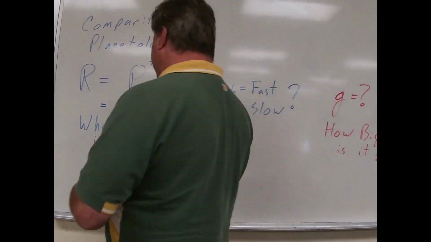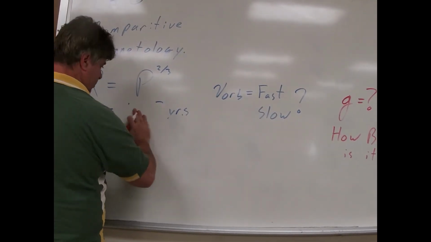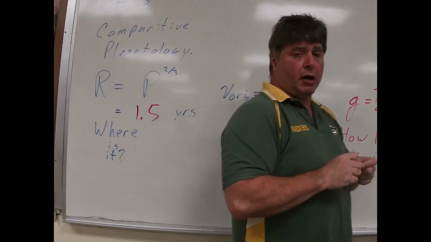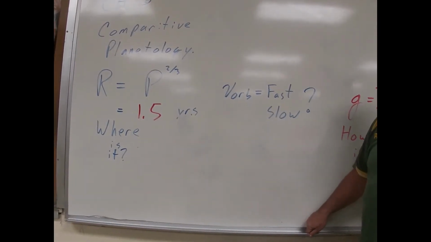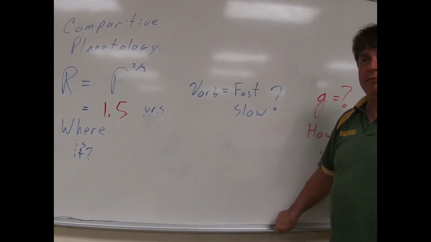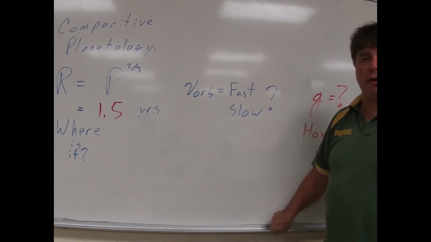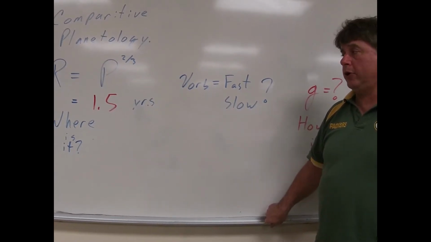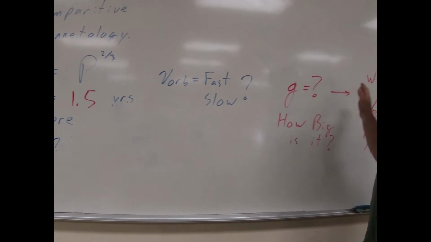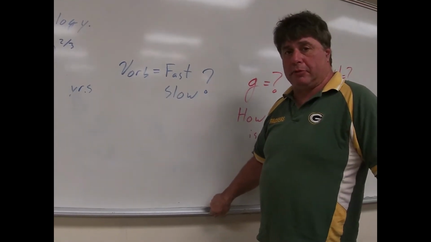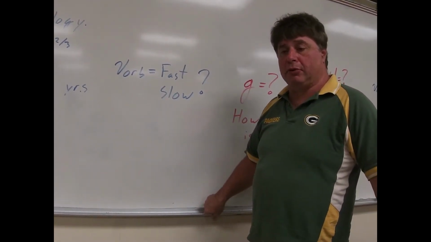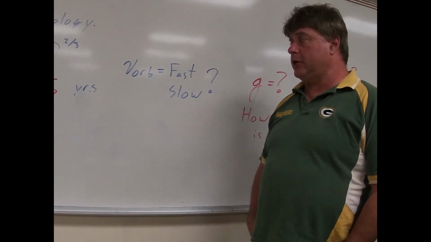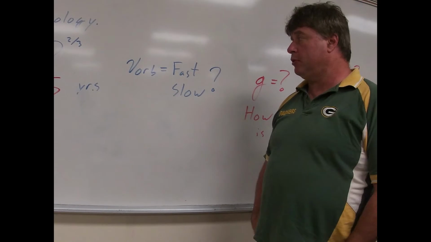Okay, if it's out beyond 1.5 AUs, then it's beyond Mars's orbit, and it might be a Plutoid. If it's beyond Pluto's orbit of 40 astronomical units, it probably is a Plutoid, unless some of these other numbers tend to make us think that it's not a Plutoid. At any rate, that's a pretty good indication of if it's a planet or a Plutoid.